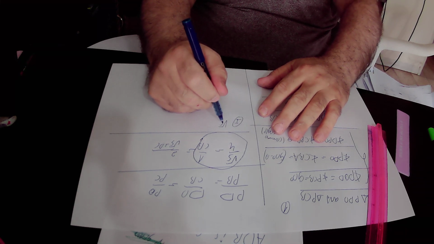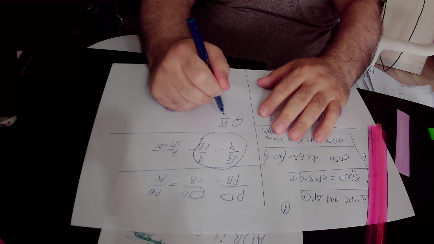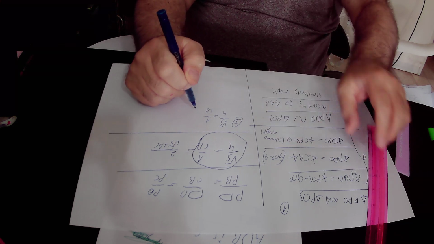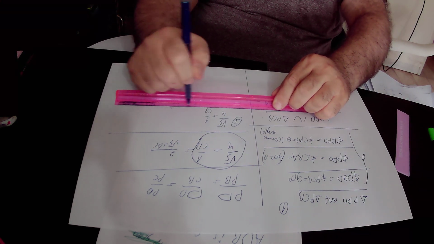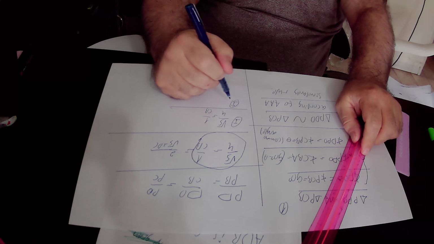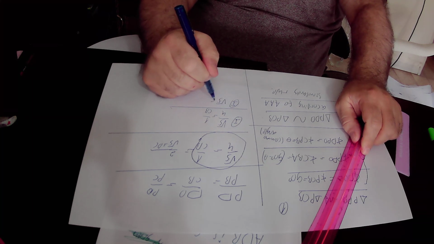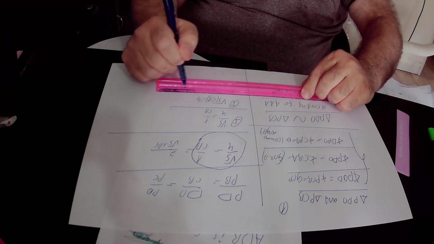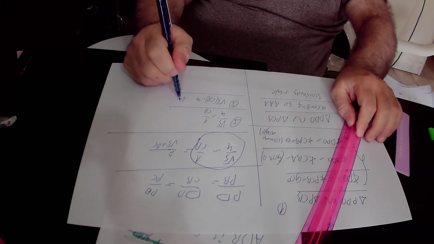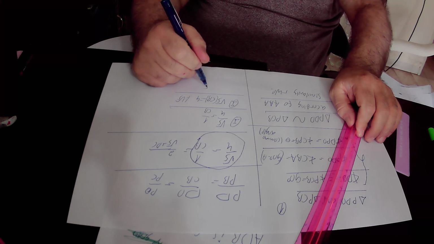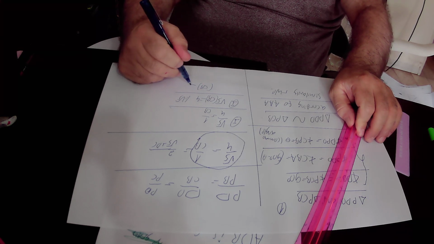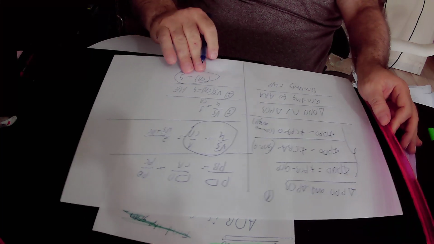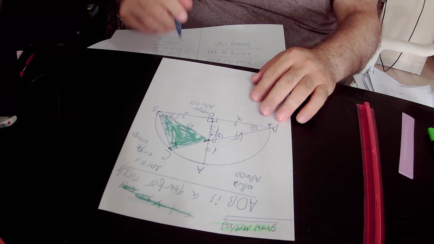Square root of 5 over 4 equals 1 over CB. Here we'll cross multiply this equation, equation number 1, and we'll get that square root of 5 times CB equals 4. Then we'll divide equation number 1 by square root of 5, and we'll get that CB equals 4 over square root of 5 units. So we can write down in the drawing that CB equals 4 over square root of 5 units.